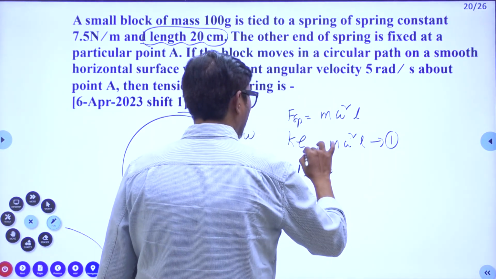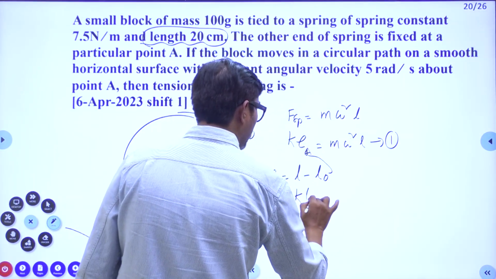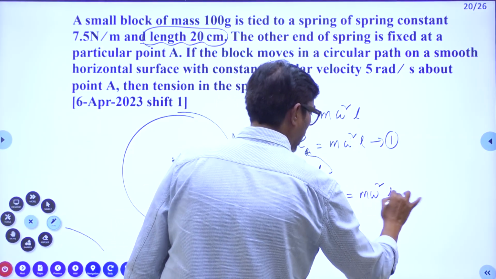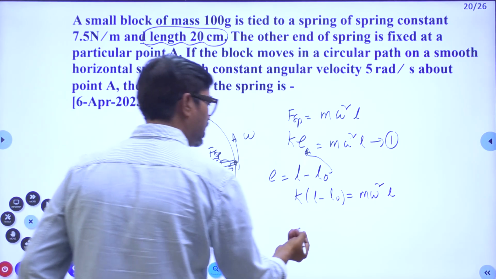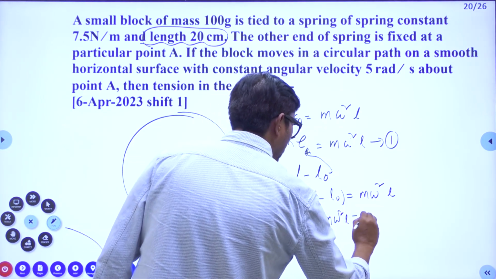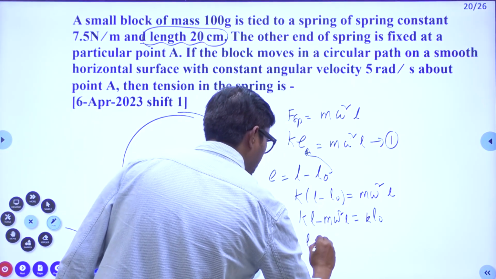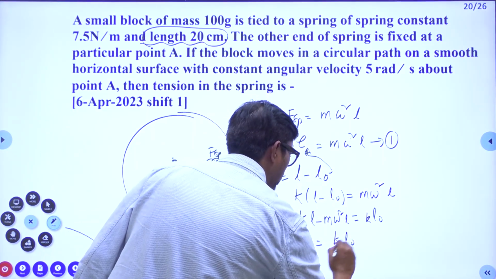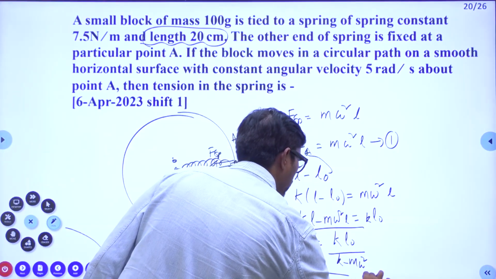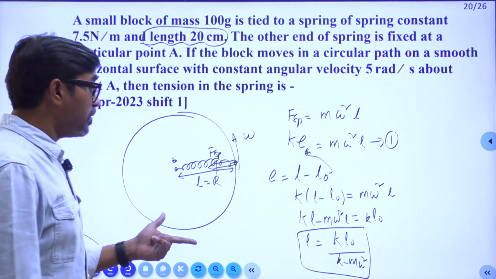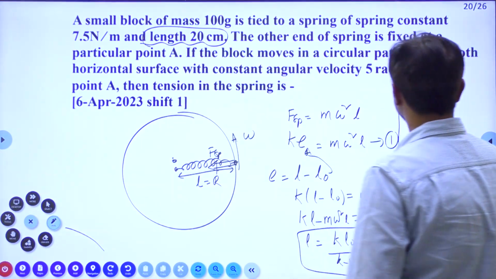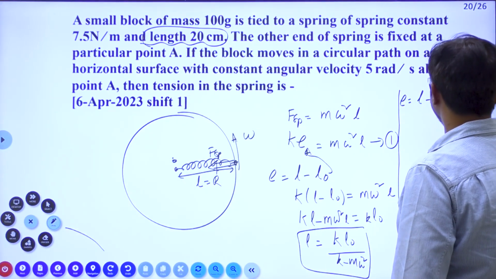So if I substitute here, what do I get? K into L minus L naught equals m omega square L. So you take L terms to one side. What do I get? KL minus m omega square L equals K L naught. Otherwise, L equals K L naught divided by K minus m omega square. This is going to be the length. Once I have the length, I can calculate the elongation. So let us calculate the elongation. What is elongation? L minus L naught.